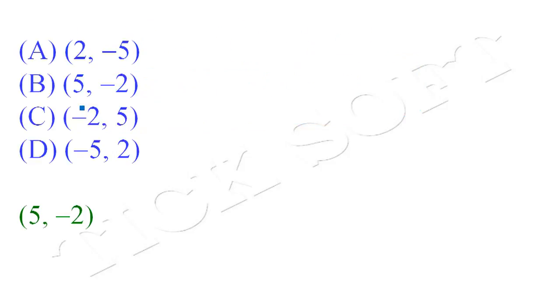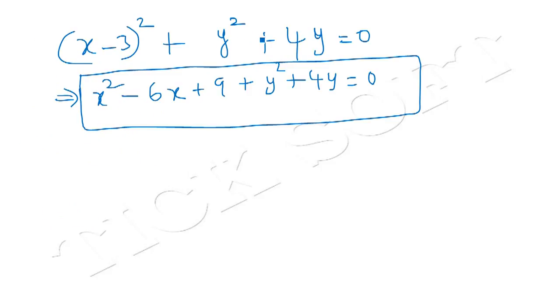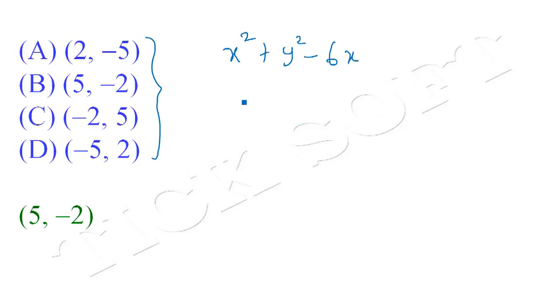Now we are going to see the 4 options. Here we have 4 options: (2, -5), (5, -2), (-2, 5) and (-5, 2). Here the equation is x^2 + y^2 - 6x + 4y + 9 = 0. So now we have to check which point of these 4 options will satisfy this equation.